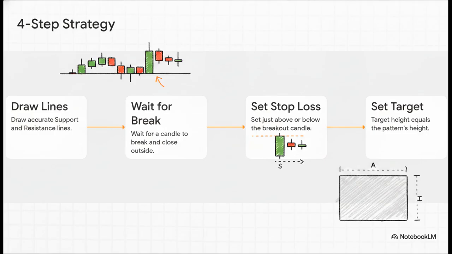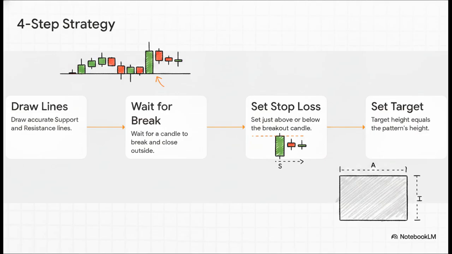Step 1, draw your support and resistance lines and be accurate about it. Step 2, patience. This is crucial. You must wait for a candle to not just break the line, but actually close outside of it to confirm the real breakout. Step 3, risk management. Set your stop loss just below the breakout candle for a bullish move or just above it for a bearish move. And step 4, set your profit target.